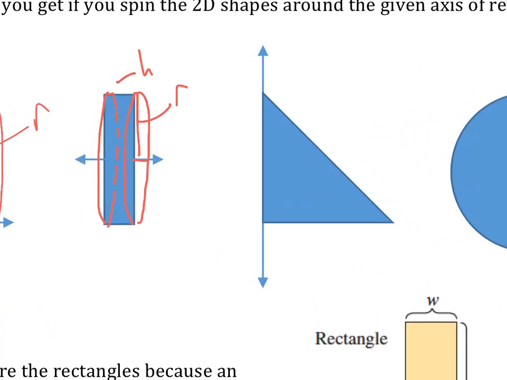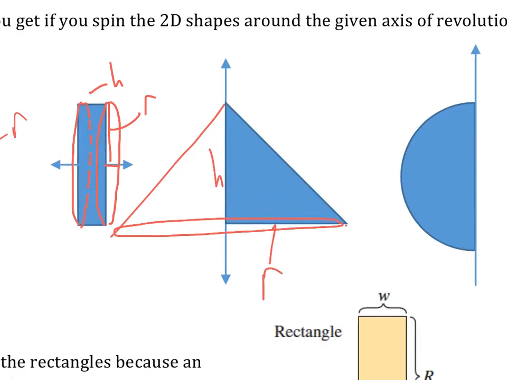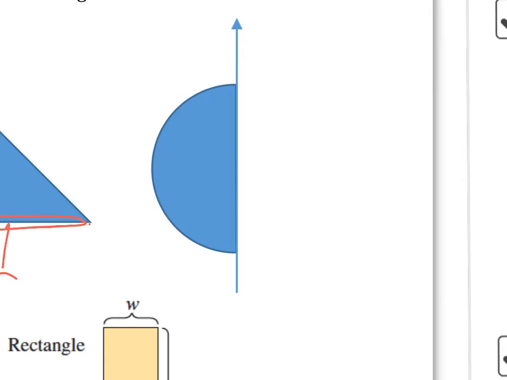Well, what if we spin these ones? If we have a triangle and we spin that around, it's going to go kind of like this. It's going to make a cone, right? This will be the radius, and this would be the height of the cone. If we take a half circle and spin that around, this guy's going to spin around to here, and this guy's going to spin around to here.